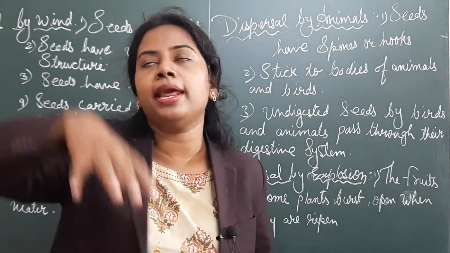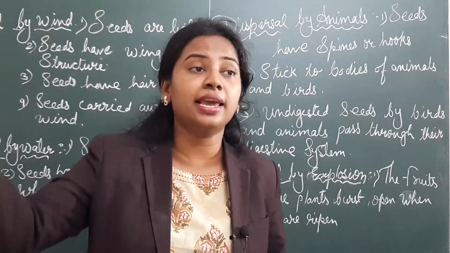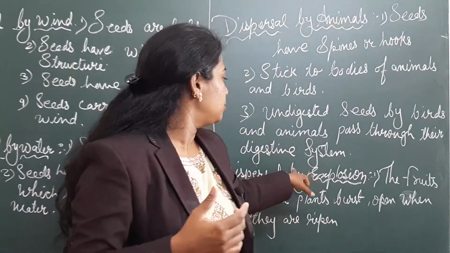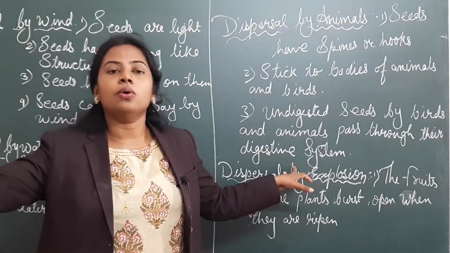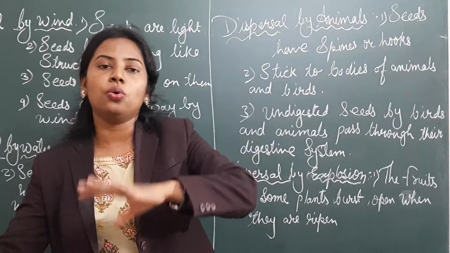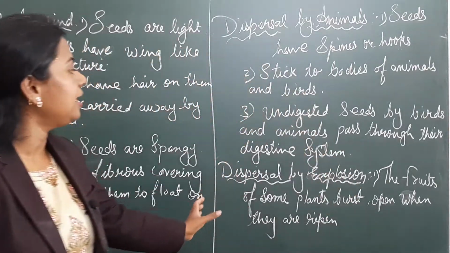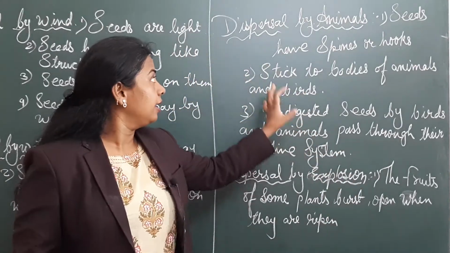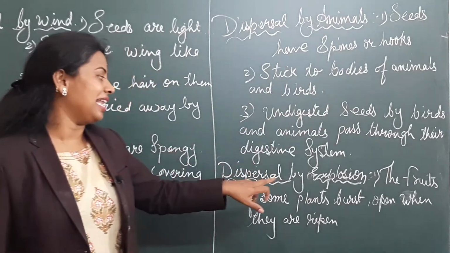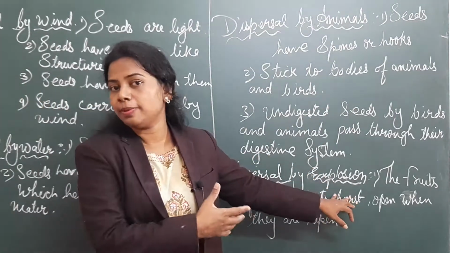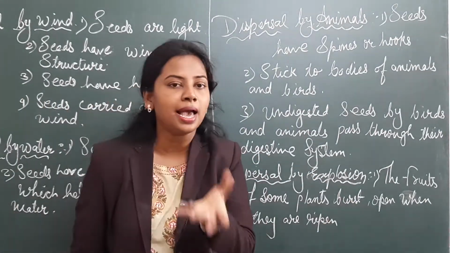So from one place to another place, as it passes through their digestive system, it is put over there. So the plants grow in the other place. These are the things dispersed by animals. Lastly, the explosion. As I have explained, the meaning of explosion is a blast.